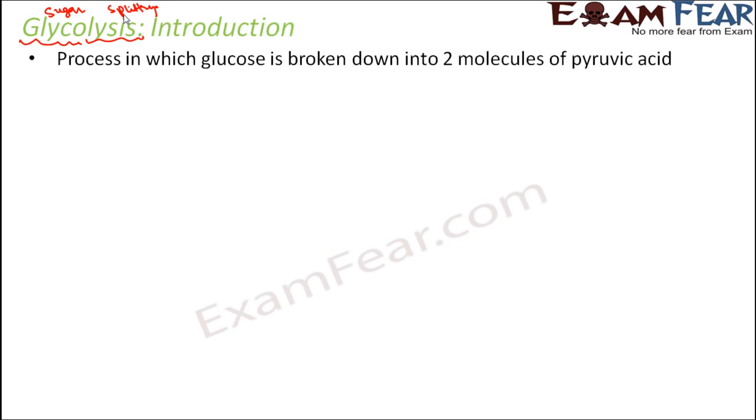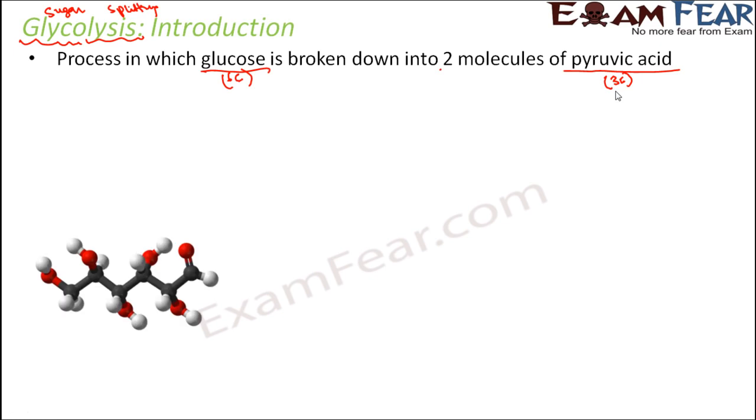It is the process in which glucose is broken down into 2 molecules of pyruvic acid. What is glucose? Glucose is a 6 carbon compound. There are 6 carbon atoms present in glucose. But when you look at pyruvic acid, it is a 3 carbon compound. So there are 3 carbon atoms in 1 molecule of pyruvic acid. So glucose will be broken down into 2 pyruvic acid molecules. That is the agenda of glycolysis.